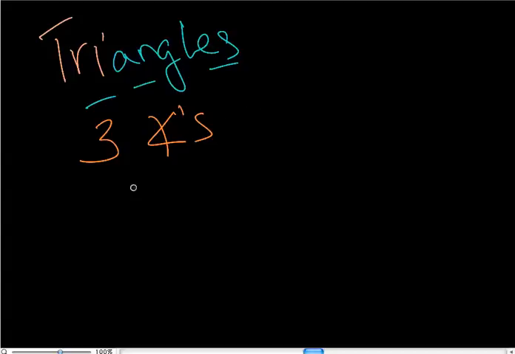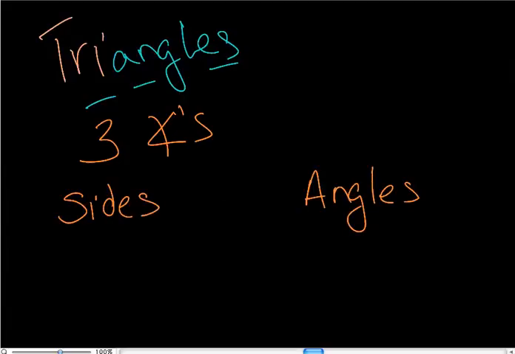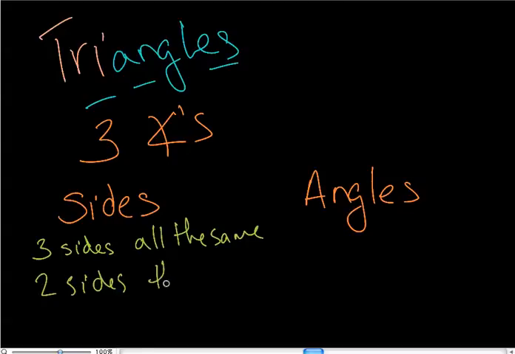And you can look at this two ways. You can look at it according to its sides or according to its angles, right? And I guess to understand it, let's start with sides. You can have three sides that are all the same length, or you can have two sides the same length, or you can have no sides the same length. It wouldn't make sense to have one side the same length because one side would have to be the same length as something else. Okay, angles, the same thing.